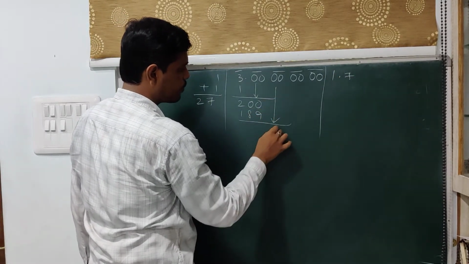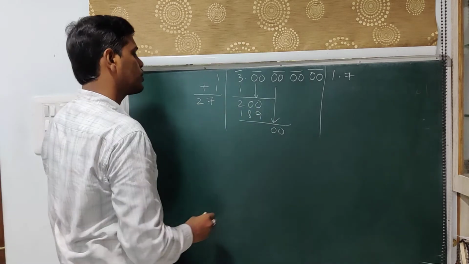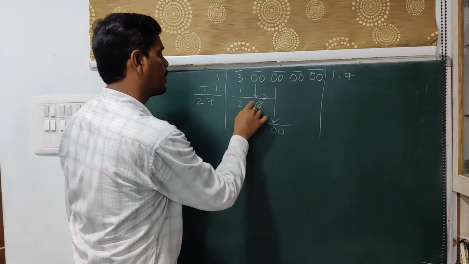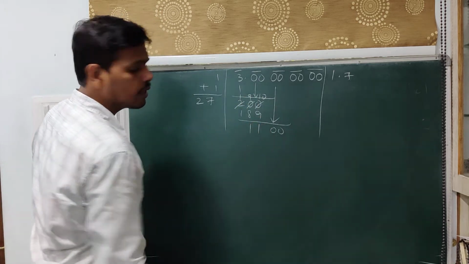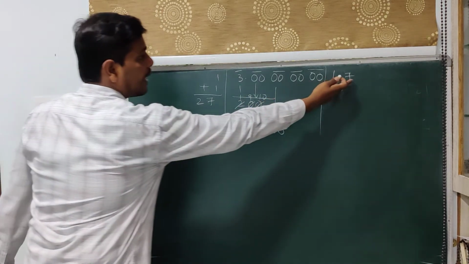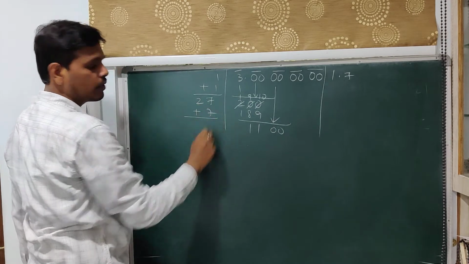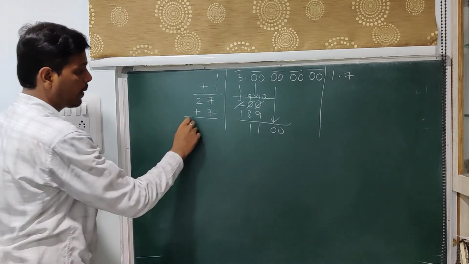189, carry forward this pair of zeros. Then this is how much? 10, this is 9 and this is 1. This is 1, this is 11. So you have 1100. Now add upon the 7 to 27. 27 plus 7 is 34.